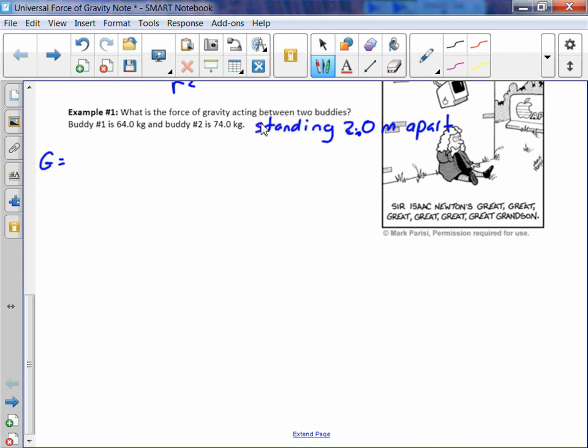Yeah, we start with the proportion using the two masses, right? If they're two different masses, you multiply them together. Okay. Oh, I see. Two bodies.